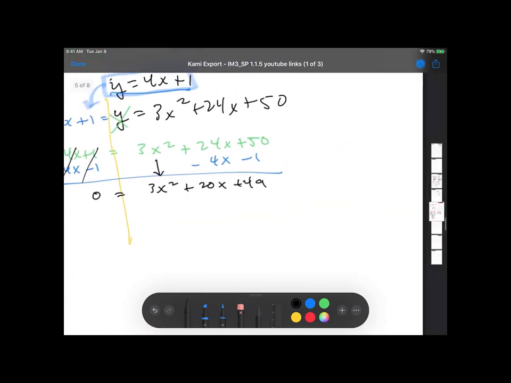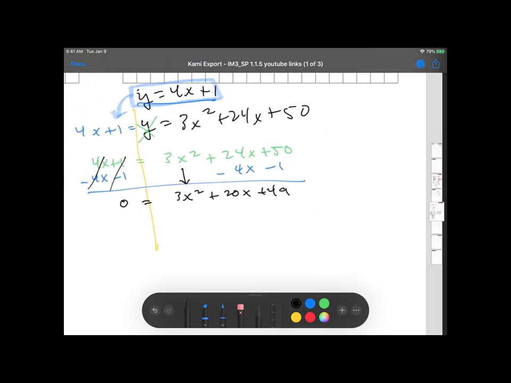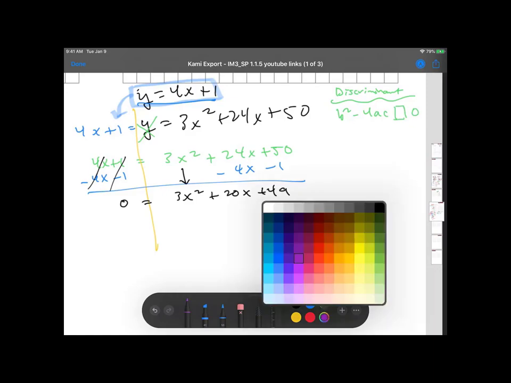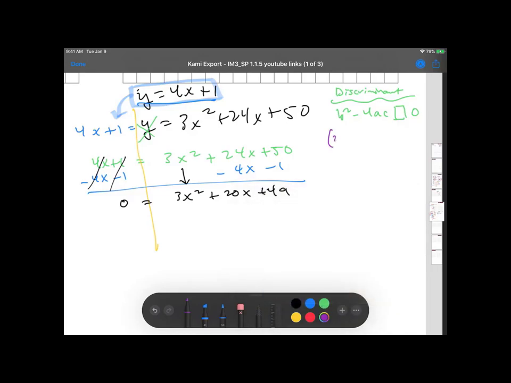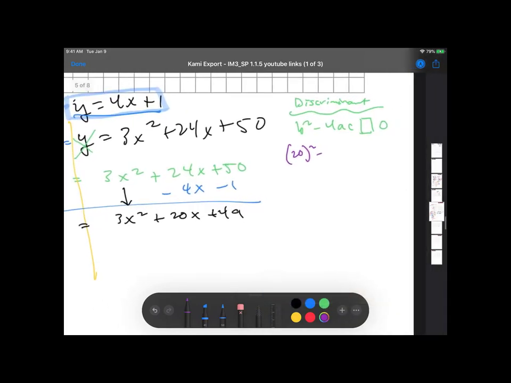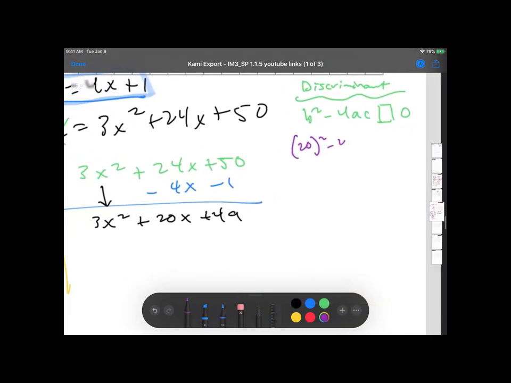Now at this time you can deploy the discriminant. What the discriminant tells us is how many solutions there are going to be. B squared minus 4ac, and then you're going to put an inequality in this box. Okay, let's do that together. B is 20, A is 3, and C is 49. I think it's going to be some kind of huge number. So just punch it in your calculator.